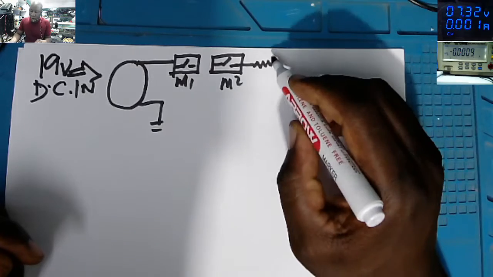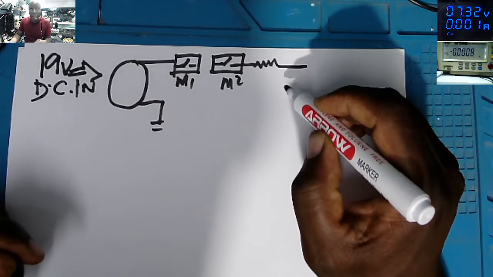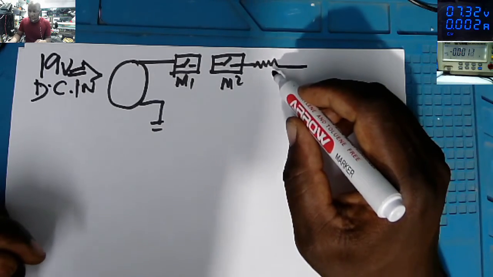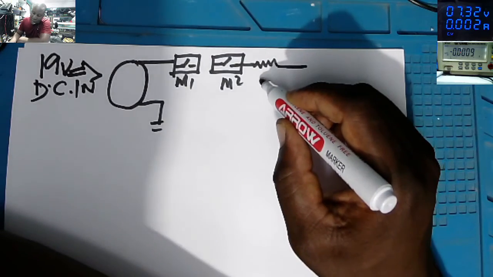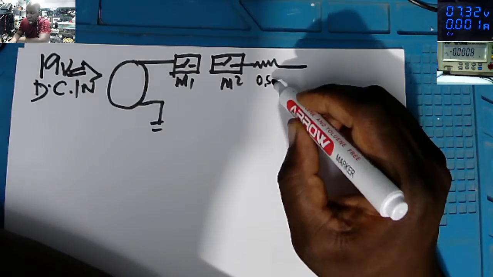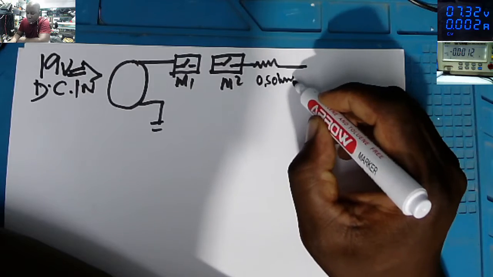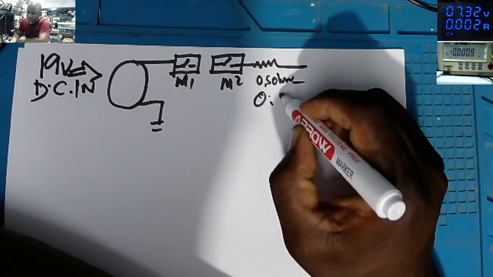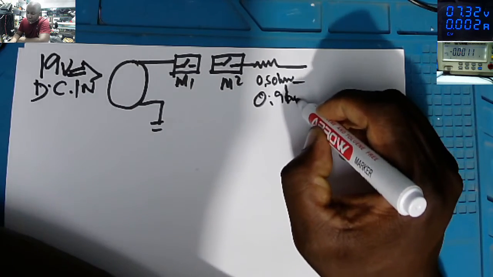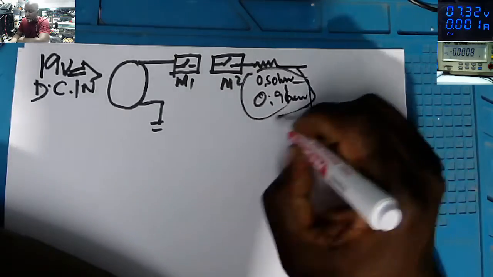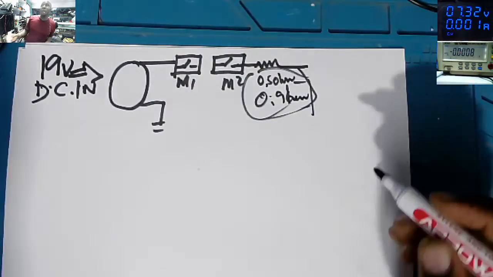Here we have a very low ohms current sensor. I found between 0.5 ohms to around 0.9 ohms. Very low ohms current sensor.